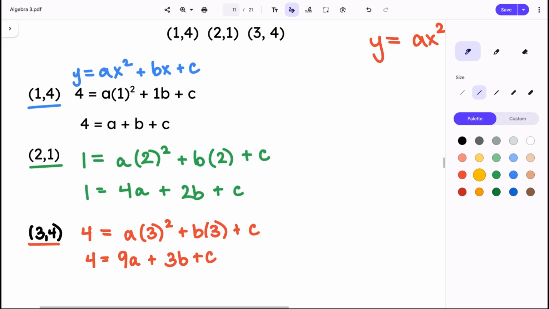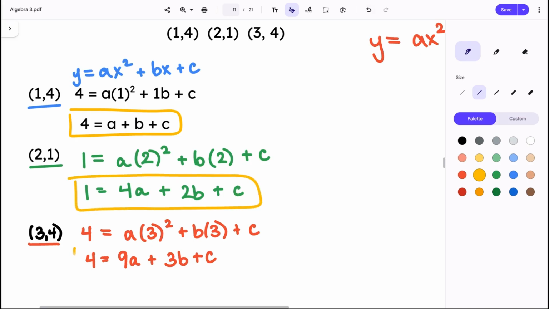So these 3 equations, this one here, whoops, I crossed that one off a little bit, and this one, these are what we're going to use to solve our system of equations. Okay, so we're going to use these to solve.